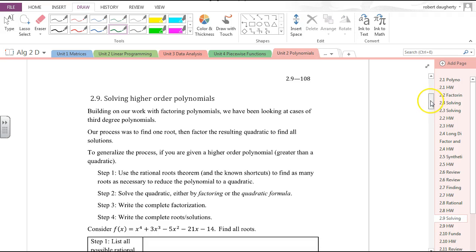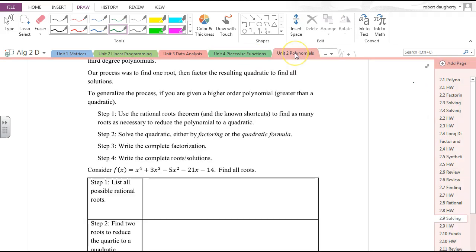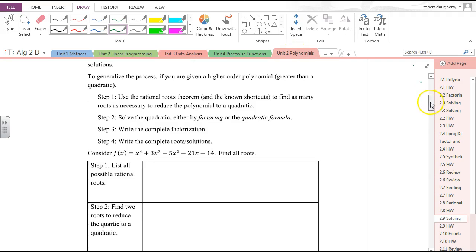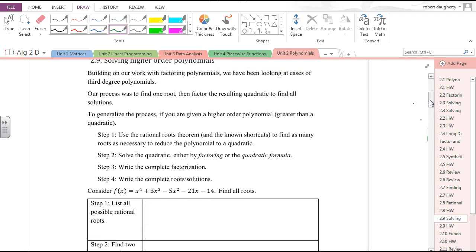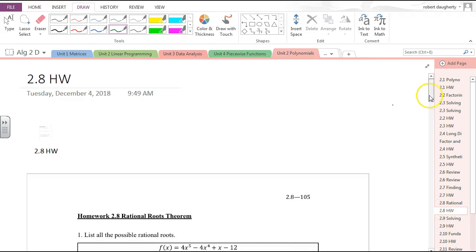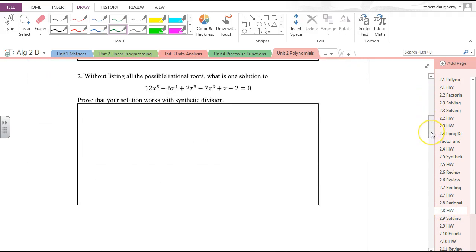So what we did last time we were together, we talked about rational roots. What are the possible rational roots? If I looked at something like this, a list, I could always get the possibilities. Now, before I start, there was a question, Timothy, you had one in the homework, right? Which one was that? Number 2? Without listing all the possible rational roots, what is one solution? What do you think I'm wanting you to know there?